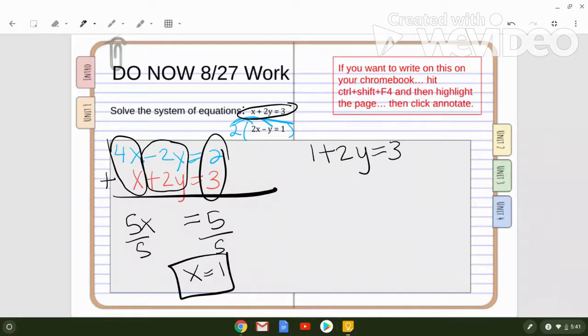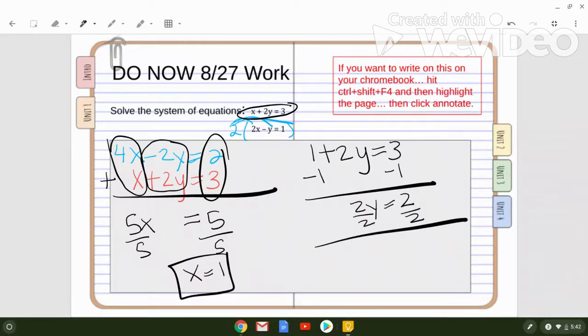So you can use your common sense and solve this in your head, or you can go ahead and write out the steps. Subtract 1 on both sides. You get 2y equals 2. Divide by 2, and y equals 1. So when x is 1, y is 1. So my answer looks like this. This is a point on a graph, 1, 1. So if I plug these numbers back in, I would get 3 on the first equation. If I plugged 1 and 1 back in, I'll get 1 on the second equation.